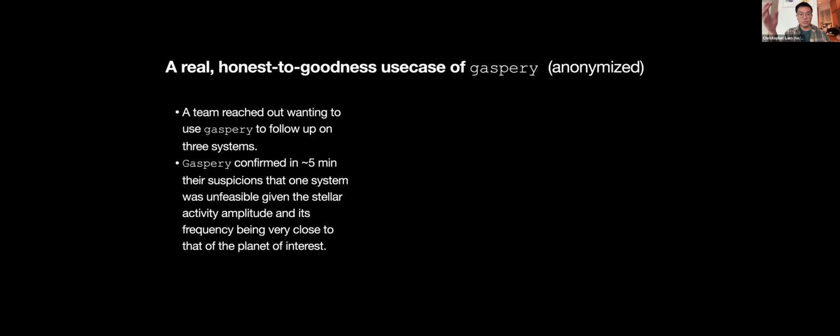And then I took Gatsby down from the shelf, dusted it off, and started using it. The first thing was we confirmed in 5 minutes their suspicions that one system was unfeasible, given the stellar activity amplitude and also the stellar activity frequency being very close to the frequency of the planet of interest. So it was very easy to check that this was kind of a non-starter.